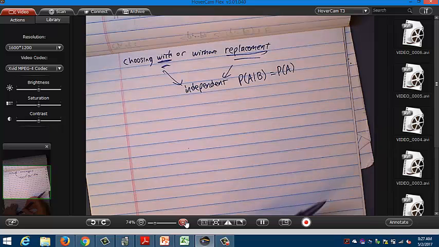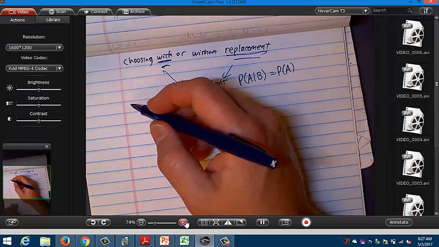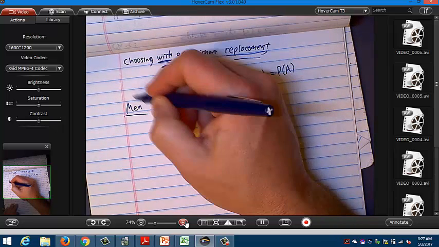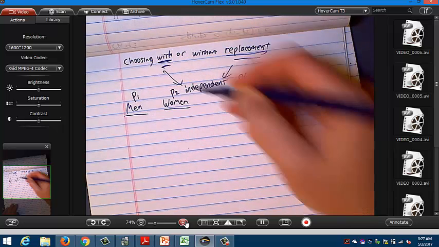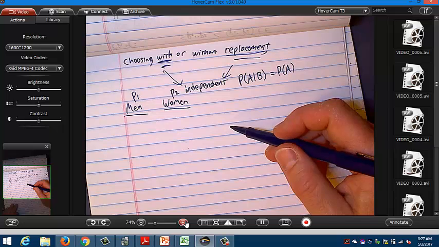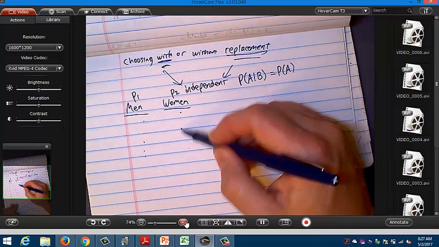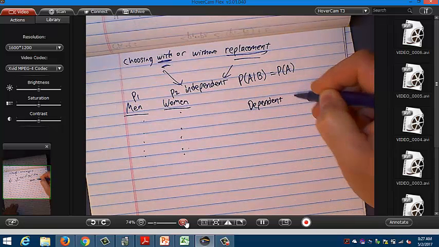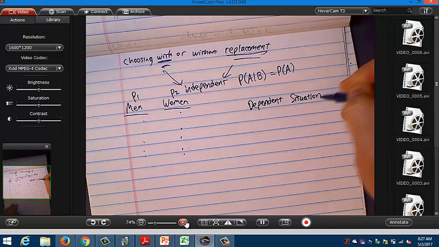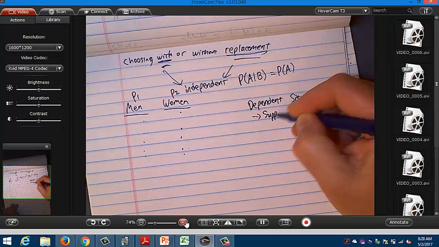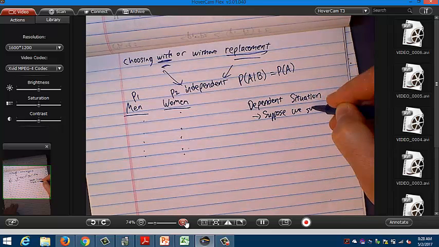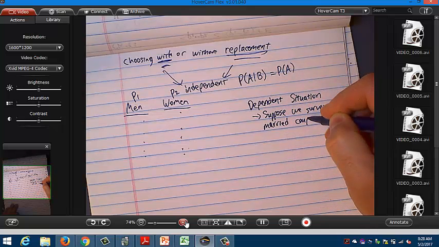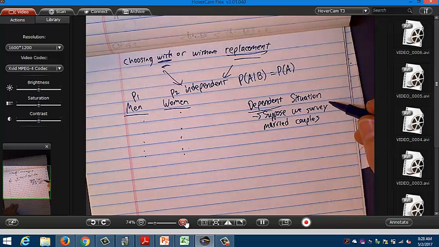Okay? But I do like the coffee example that Jamie was talking about. If we have men and women, and we're going to compare the two populations. So yesterday we were comparing P1 and P2, right? This can work, but a dependent situation might occur when, suppose we survey couples, married couples, for instance. That's a very dependent situation, all right?